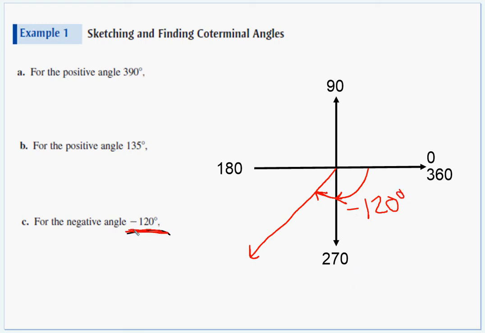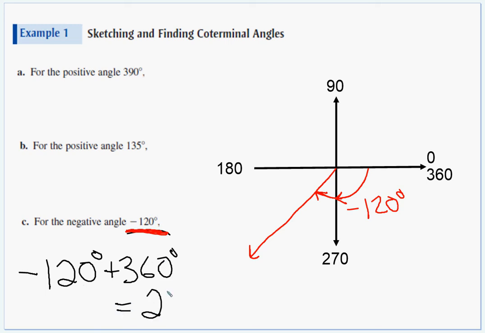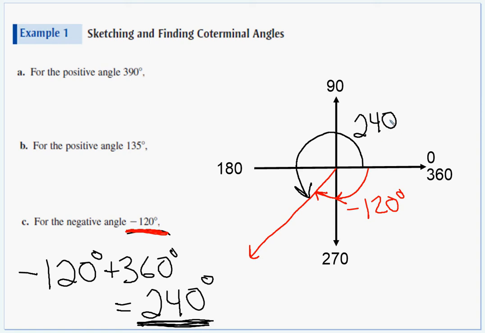Okay, if we're at negative 120, let's find our positive coterminal. We're at negative 120, and we want to get to positive, so let's add a full circle, 360. Negative 120 plus 360 is positive 240. If we want to draw a positive coterminal, I'll stick with the black ink. Here we are at our initial side, and we're going to open it up counterclockwise, and we're going to stop on the same terminal side. So the red angle again is negative 120, and that is coterminal with positive 240.